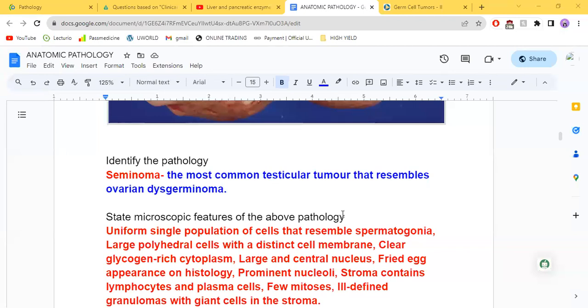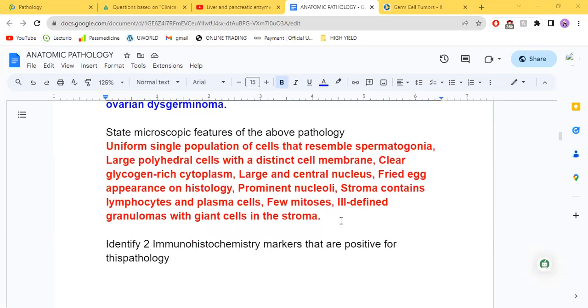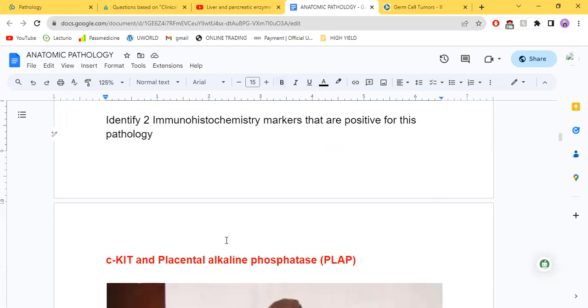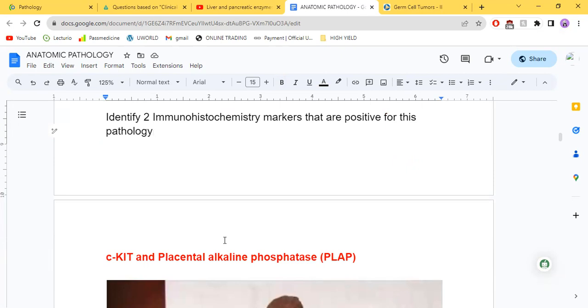Okay, so I think you can take two or three that are very prominent. Maybe the fried egg appearance, few mitosis, and probably the single population of cells that resemble spermatogonia. I think those are a bit straightforward. Okay, we move to the next question. Identify two immunohistochemistry markers that are positive for this pathology. So you have c-KIT and placental alkaline phosphatase. So let's move to the next question.